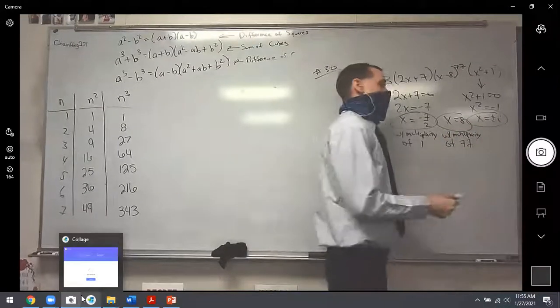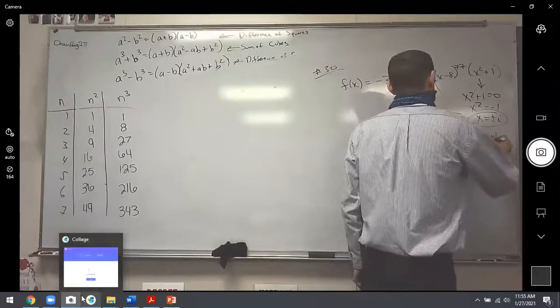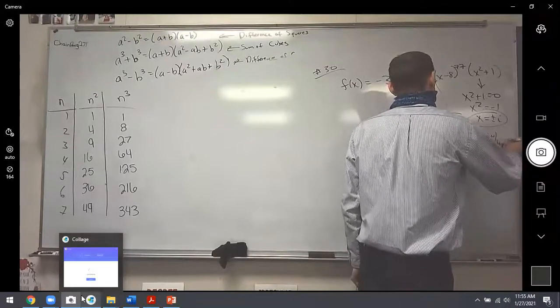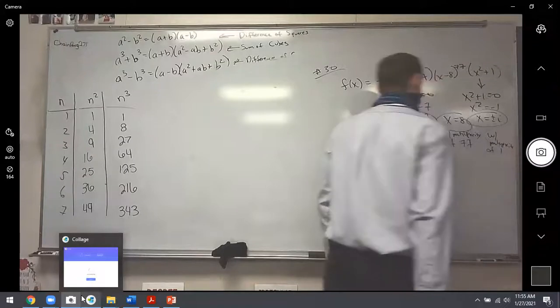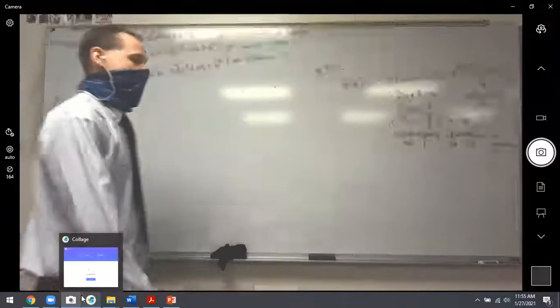So just write that again. Both of them with a multiplicity of 1. And that's kind of all there is to that section. Very tedious.